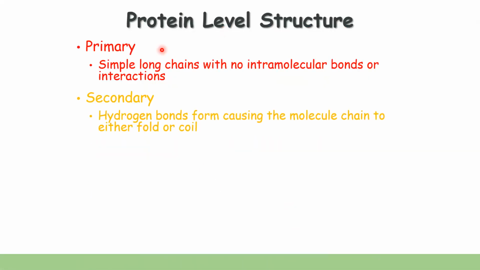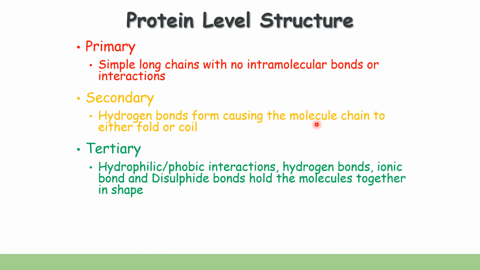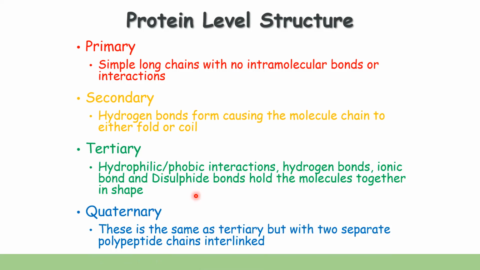So again, just for a recap, primary structures are simple long chains with no intramolecular bonds or interactions. Intramolecular means not between molecules, simply the peptide chain there. Secondary will always have hydrogen bonds. And these cause the molecule chain to either fold or coil. So remember we talked about alpha helix and beta pleated. Tertiary, we will have hydrophilic, hydrophobic interactions. We will always have hydrogen bonds, ionic bonds can be there, and disulfide bonds. And last, what is it?